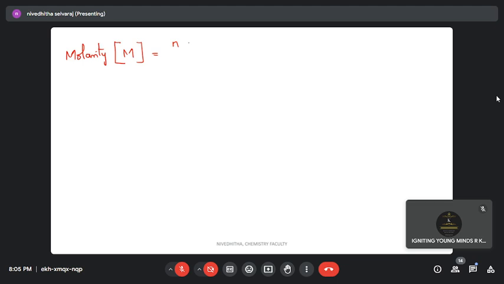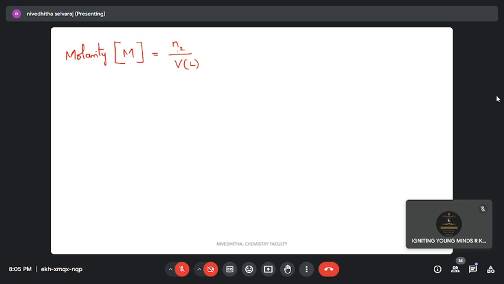In the numerator, the quantity of solute, so number of moles of solute, divided by, in the denominator, the quantity of the solution. Here the quantity is expressed in terms of volume. So molarity is nothing but the number of moles of solute present in the volume of the solution. Here volume should be expressed in liters.